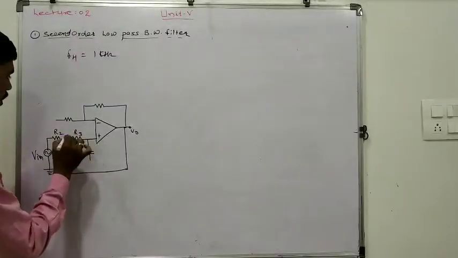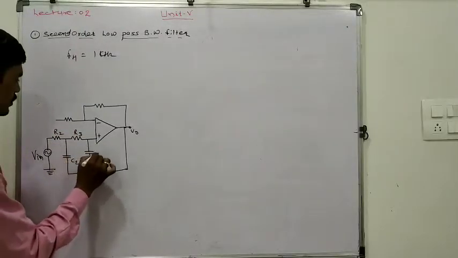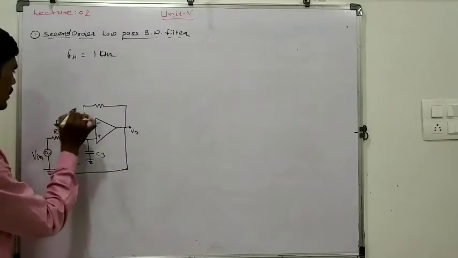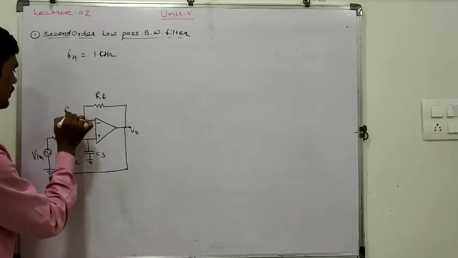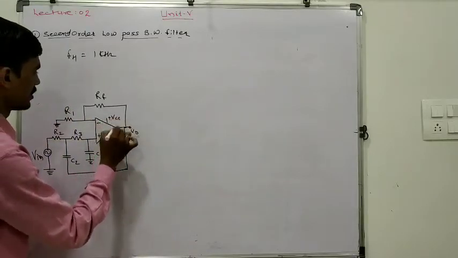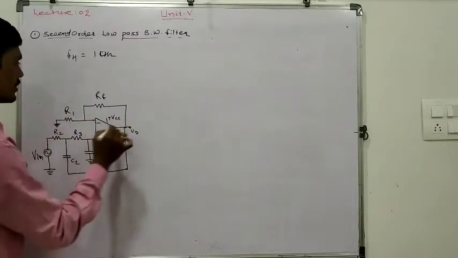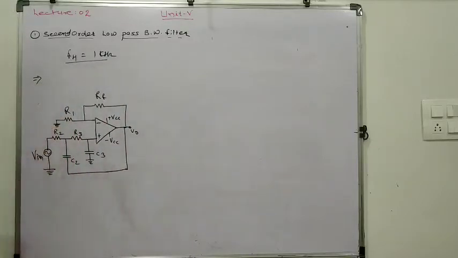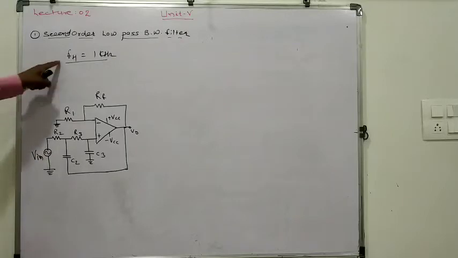R2 R3, this is C2 C3. Okay, this is grounded, this is RF, this is R1. So this is plus VCC, minus VCC. So here in the problem statement it is mentioned that FH is equal to 1 kilohertz.